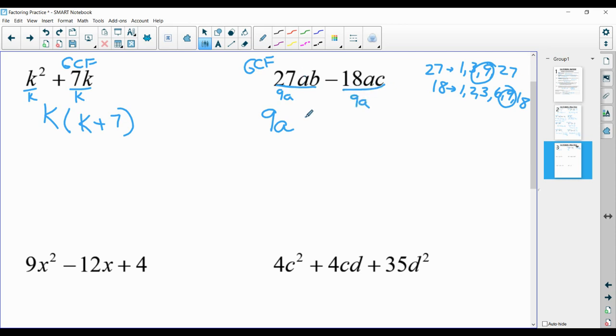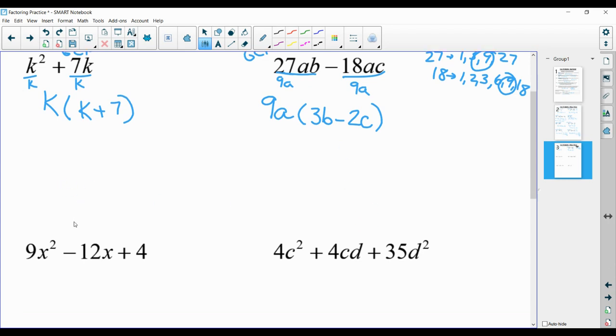Well, 27 divided by 9 is 3. The A divided by A cancels, and I'm left with a B. Negative 18 divided by 9 is negative 2. A divided by A cancels, and I'm left with a C. Again, no other common factors I can pull out, and no like terms that I can combine, so I'm done.